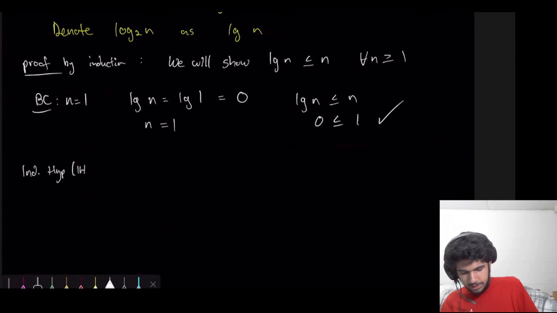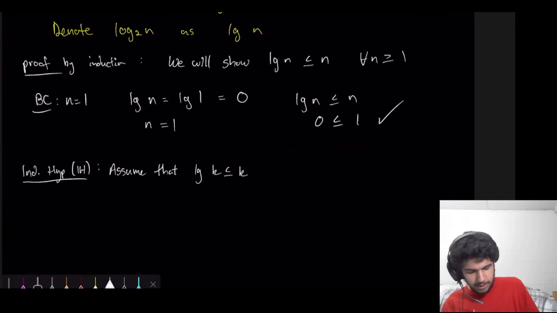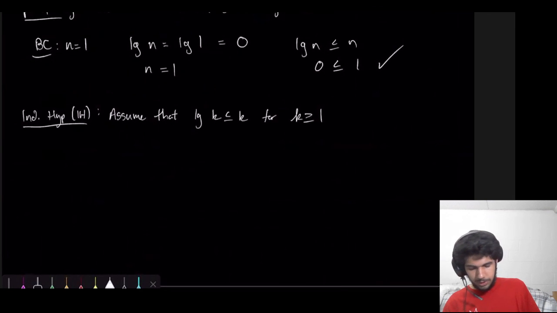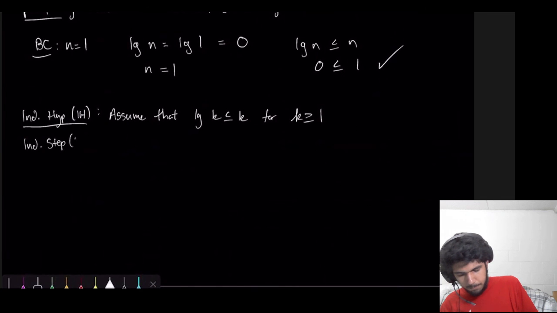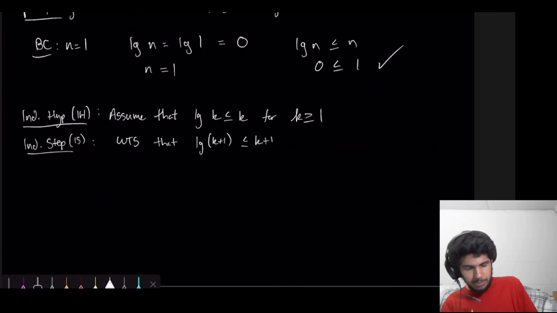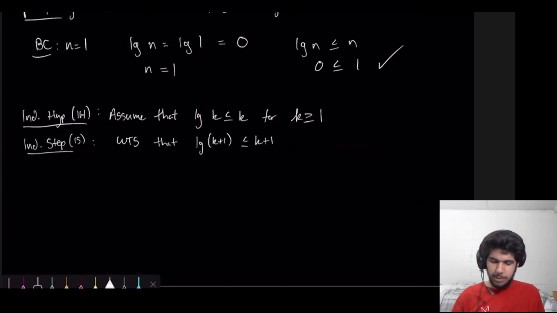That's the IH. Here we're going to assume that log of k is less than or equal to k for k greater than or equal to 1. That's the induction hypothesis. Next is the induction step, where we want to show that log of k plus 1 is less than or equal to k plus 1, and we want to use our induction hypothesis somewhere in there.